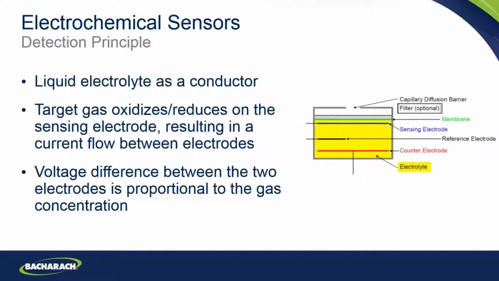Electrochemical sensors use liquid electrolyte as a conductor, and the target gas either oxidizes or reduces on the sensing electrode, which results in a current flow between the electrodes within the sensor, and the voltage difference between those two electrodes is proportional to the gas concentration. Now, within refrigerant detection, electrochemical sensors only really get used for monitoring of ammonia, but it is a very effective method for those applications, offering a good degree of accuracy and reliability, and in refrigeration applications, typically very little that could cause any kind of false alarm or interference with the sensor.